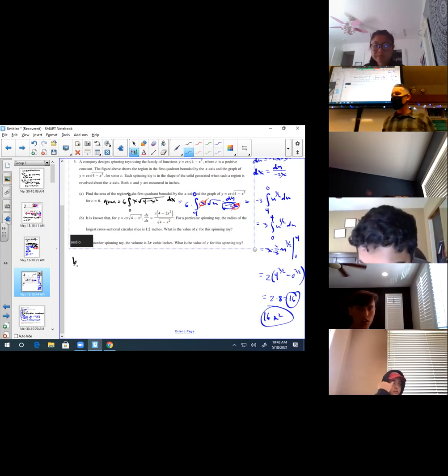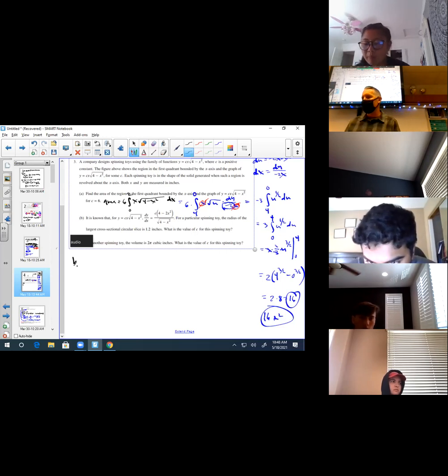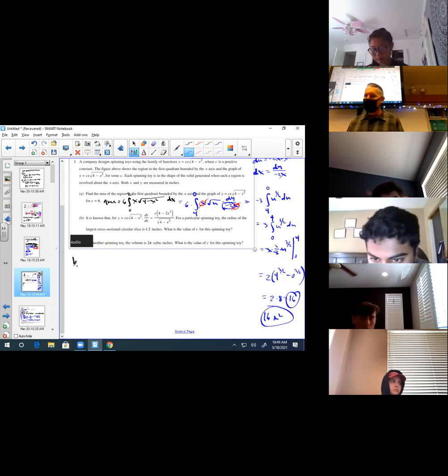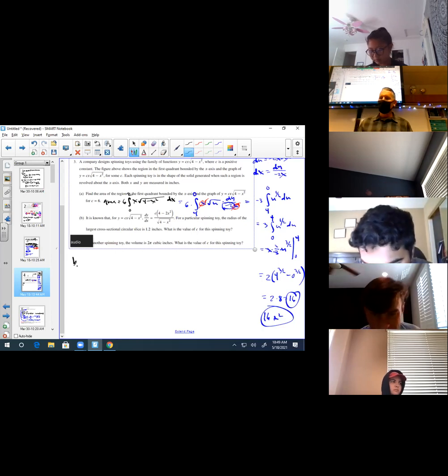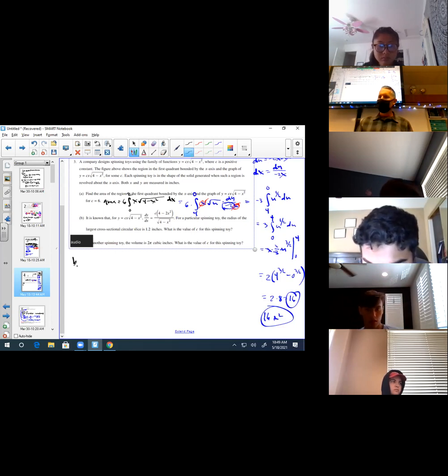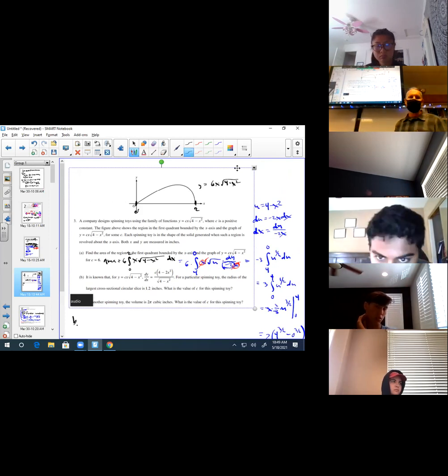So for part A, that was just area between two curves, which is really area bounded by one curve and the x-axis. There wasn't even a second curve. That was easy. For part B, for a particular spinning toy, the radius of the largest cross-sectional circular slice. When is the largest slice if you're rotating this about the x-axis?